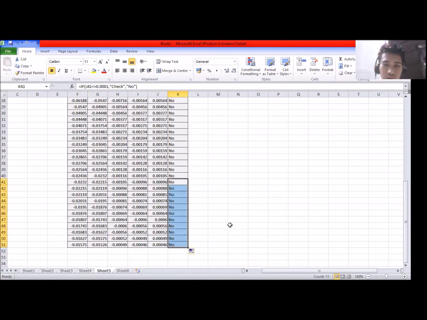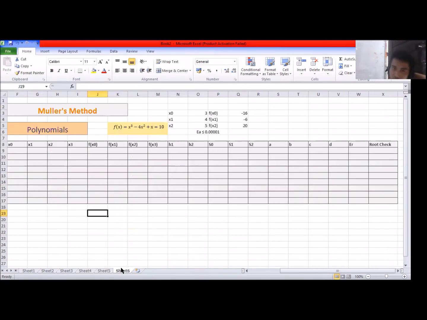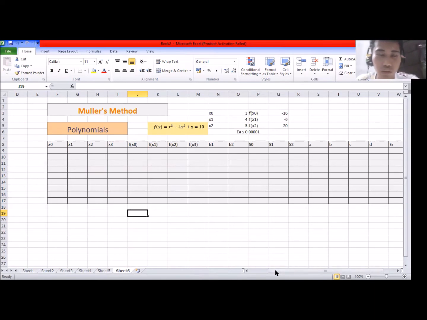So let's move on to Muller's method. So Muller's method, this is the complicated method. Muller's method can only be used for polynomial functions. So let's write down the function itself. So here it has x of 0, or initial values of x of 0, x of 1, and x of 2. So 3, 4, and 5. 5 is the initial values itself, and the function is equal to.